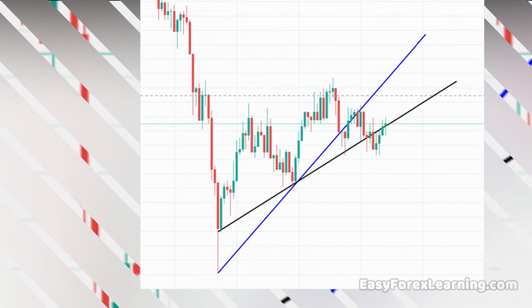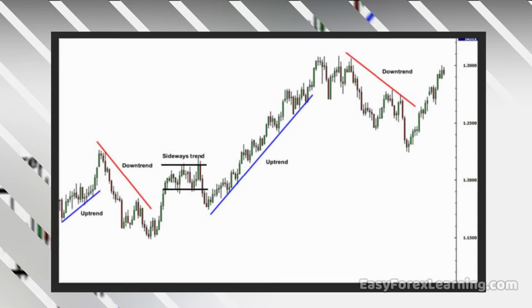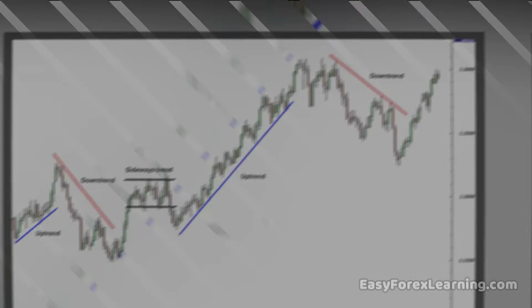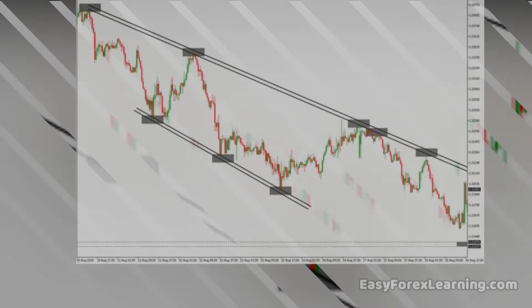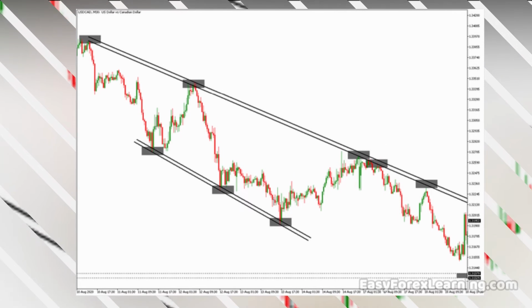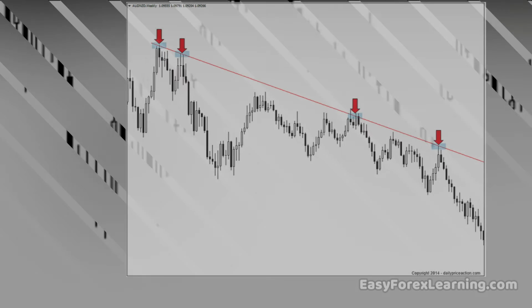Here are trend lines in action. Look at those waves. Types of trends. There are three types of trends: uptrend, higher lows; downtrend, lower highs; sideways trend, ranging. Here are some important things to remember using trend lines in forex trading.